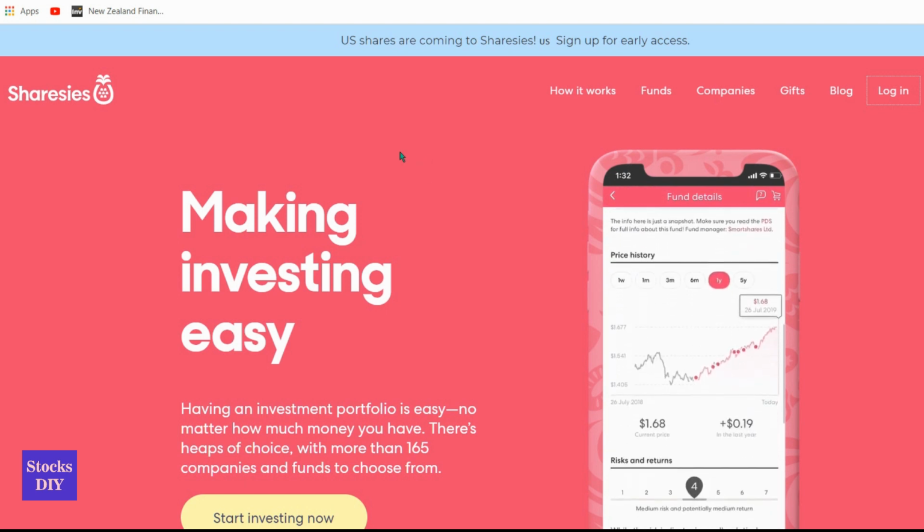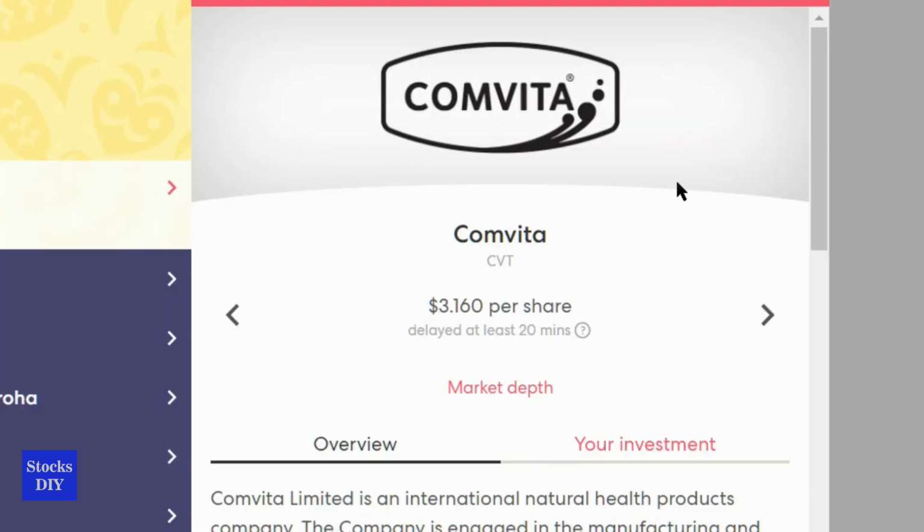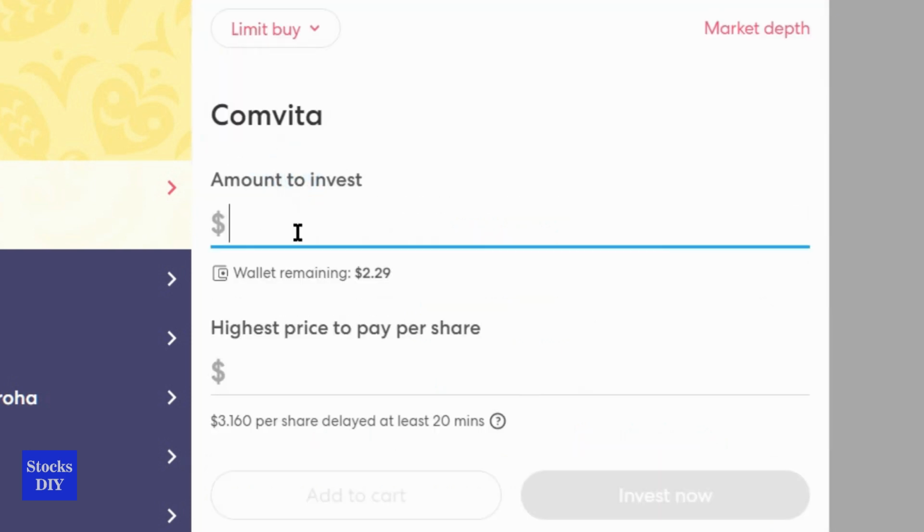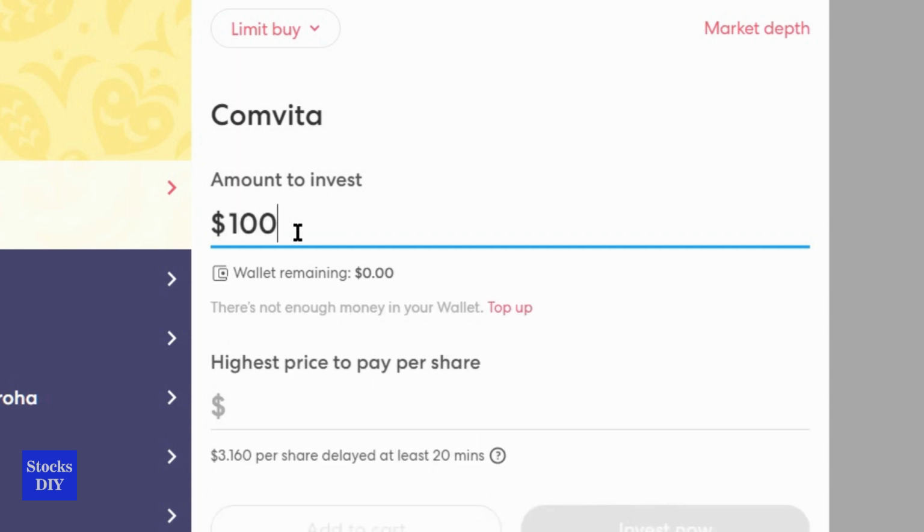I'm just showing you what I'm doing right now. So I'll show you an example about the market depth. You can see here $3.16 per share. That means this one is delayed by at least 20 minutes, so you don't really know the actual or the real time price of the stock. So if you purchase, normally you select this one at $3.16, then invest and set the limit. Normally you do it like this, then set the limit buy, and let's say you choose 1,000 or 100 or whatever, or 10, then you put here the $3.16.